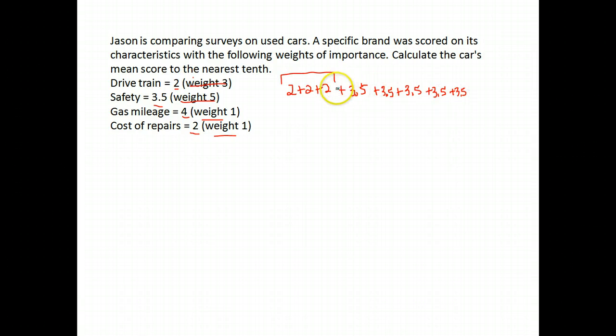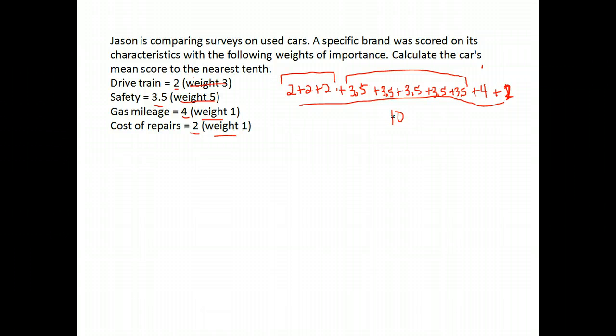Okay, so notice there are 5 of these. The other thing would be to take them times 5. Our gas mileage is 4. And it only has a weight of 1, so it only counts once, and the cost of repairs is 2. But again, it's only weighted once, so it only gets 1 vote. We're going to total those and divide by how many we have. Well, we have 3, 4, 5, 6, 7, 8, 9, 10.